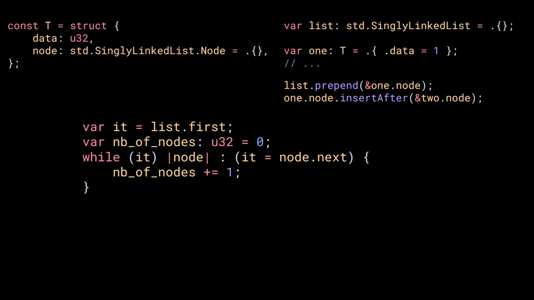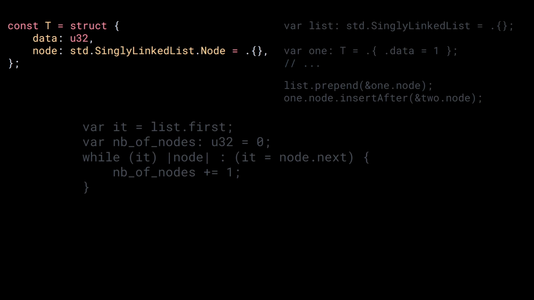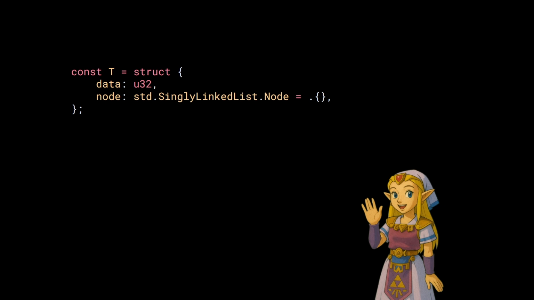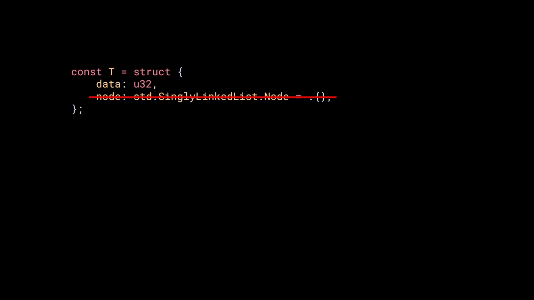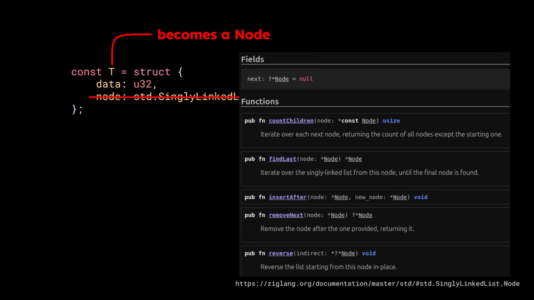If we go back to what we saw previously, to make our data part of a linked list, we created a field in a struct to use it as a node in the linked list. Now with Zelda, instead of adding a new field to represent a node, the idea is to turn our struct into a node. So let's take a look at the documentation to see what a SinglyLinkedList node should look like.